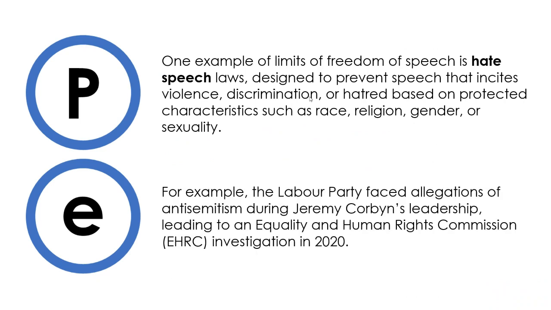Then you can come in with an example. So here, it doesn't have to be long, but look how precise this information is. For example, the Labour Party faced allegations of anti-Semitism during Jeremy Corbyn's leadership around 2015-16, I believe, leading to an Equality and Human Rights Commission investigation in 2020. So what you have there is a really, really precise example. There's key names, key dates, and key information in there, which is really, really impressive.